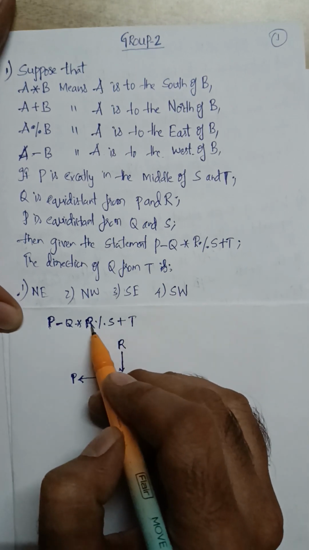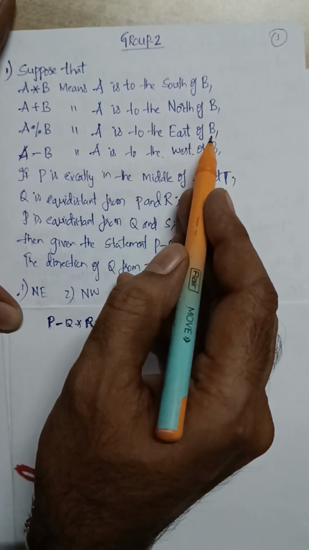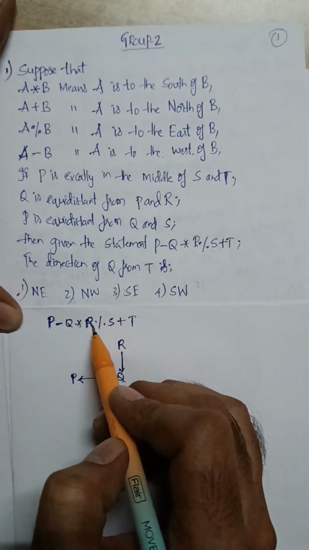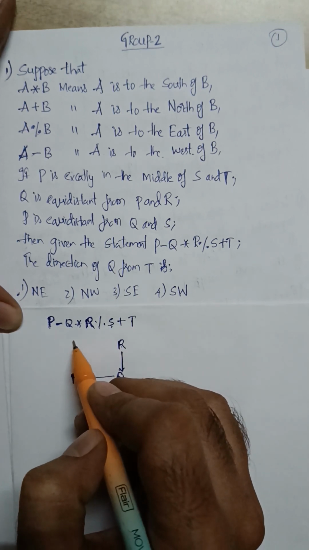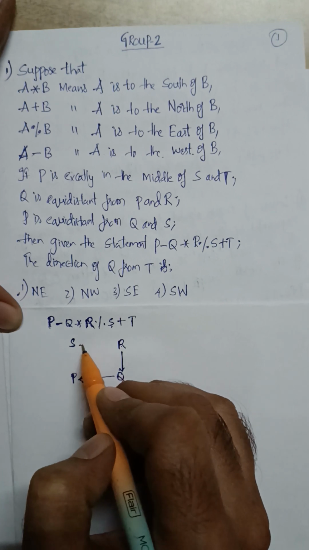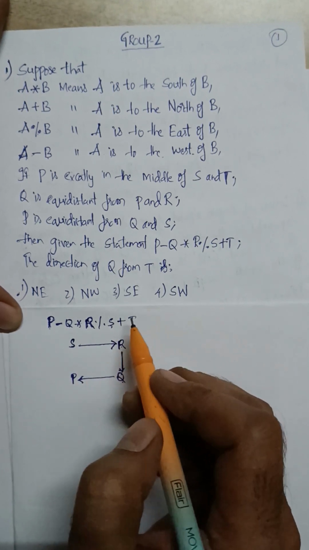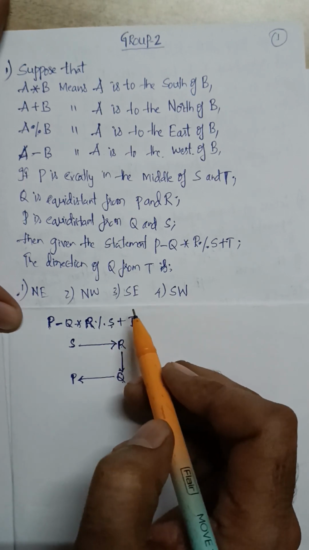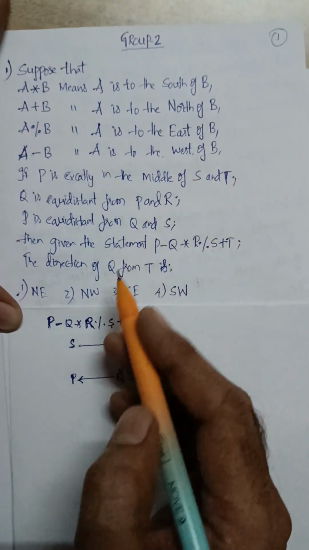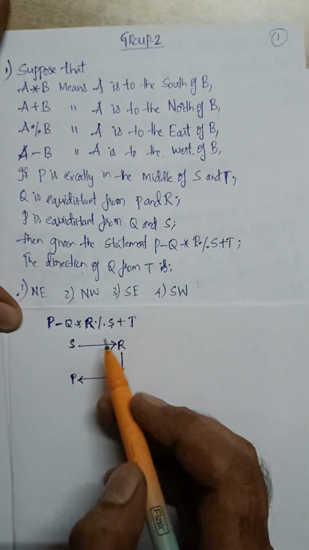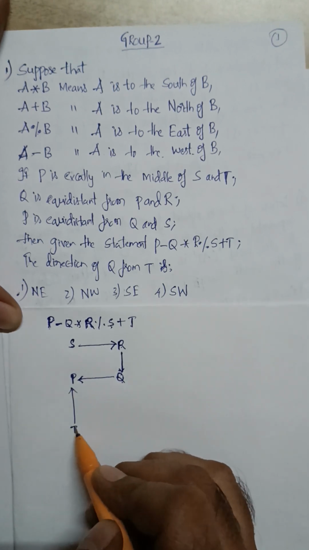Next, R percentile S. Percentile means A is to the east of B, so R is to the east of S. S should be here, and R should be to the east of S. Next, S plus T. A plus B means A is to the north of B, so S is to the north of T.